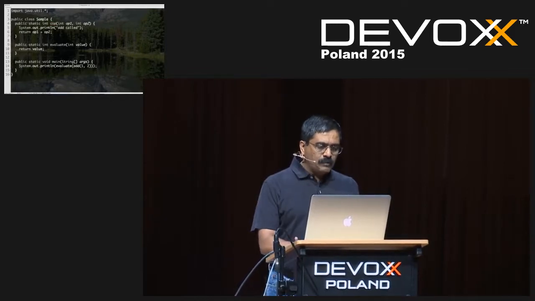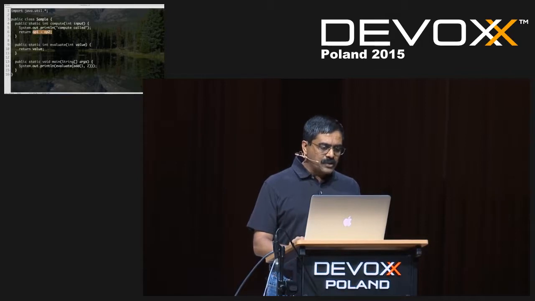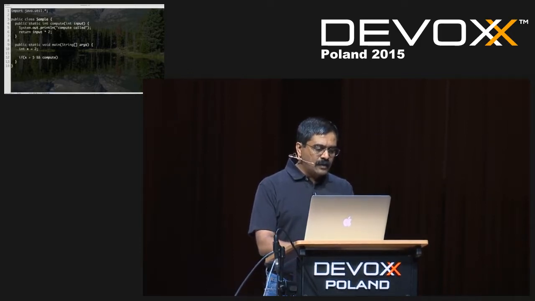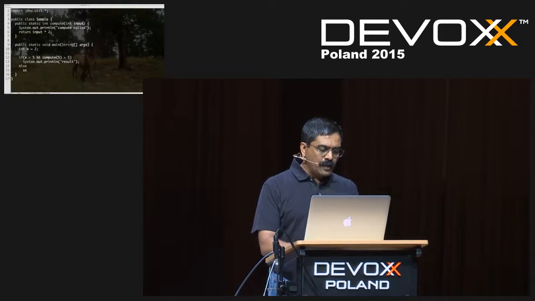Let's say we have a compute method, much like we did a few minutes ago, with an input coming in, and compute is simply going to return input times 2. In Java, I'm going to say int x equals 2, and if x is greater than 5 and compute of, let's say, 5 is greater than 5, then I'm going to output a result, much like on the other side. Else, we will simply say no result.